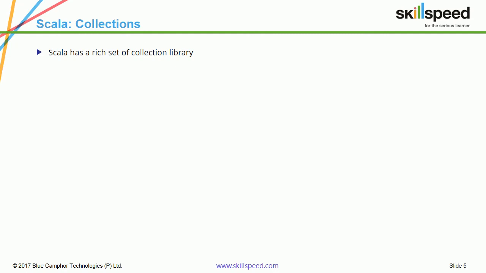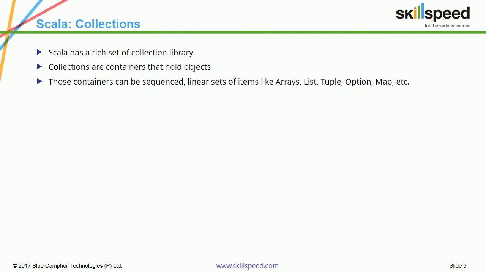Now Scala is a language which has a rich set of collection library. Collections can be considered as containers which can hold objects. Some of them are iterable and they can be sequenced as well. Some of the common examples of collections are array, list, tuple, option, map, and so on and so forth.